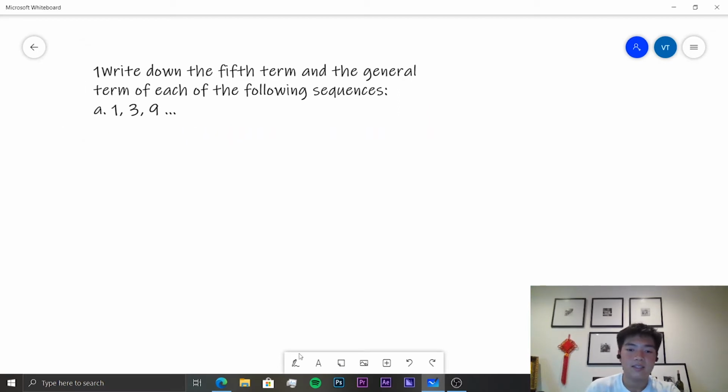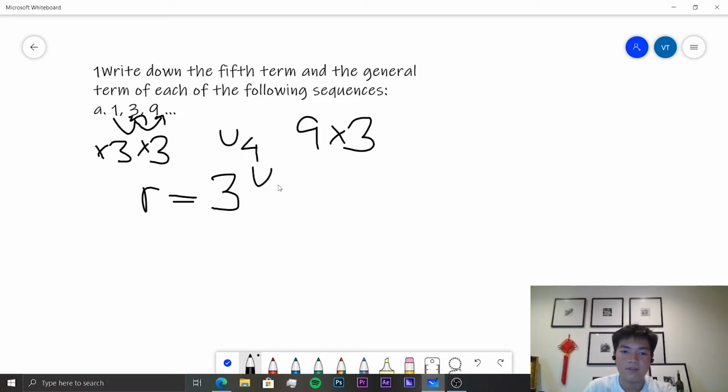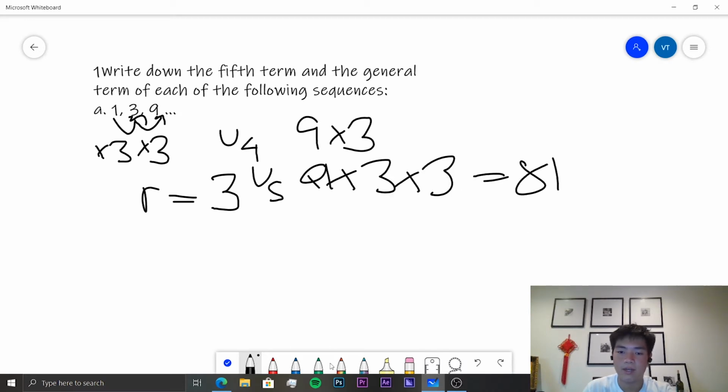Okay, so what's the difference between, how do we get to 3 from 1? Well, we have to multiply it by 3. How do we get to 9 from 3? We have to multiply it by 3. So the common ratio of this geometric sequence is equal to 3. To get the fifth term, we multiply 9 times 3 to get the fourth term, sorry. And to get the fifth term, we multiply 9 by 3 by 3, which you should know is equal to 81. So 81 is our fifth term.